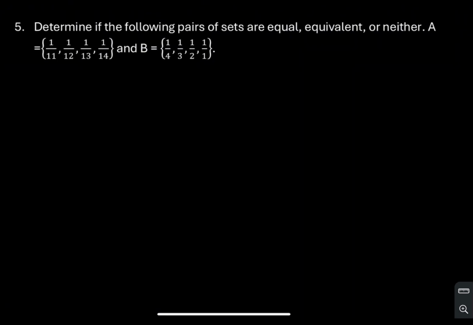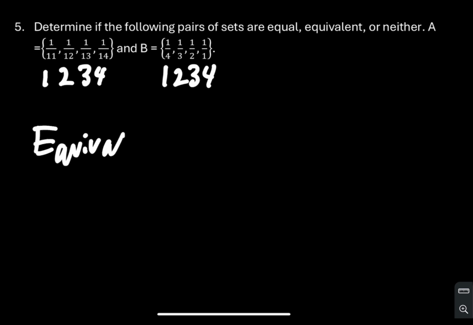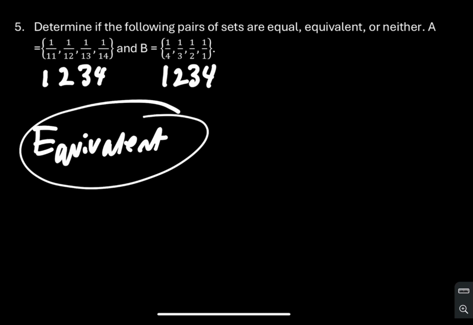So for this fifth problem, it says determine if the following pairs of sets are equal, equivalent, or neither. So we have set A. It has the elements 1/11, 1/12, 1/13, and 1/14. And set B has 1/4, 1/3, 1/2, and 1/1, which is just 1. So if we count these elements, we have 1, 2, 3, 4 for set A, and then for set B, we have 1, 2, 3, 4. So they have not exactly the same elements, but they have the same number of elements. So this means that these sets are going to be equivalent. And that's going to be your answer.